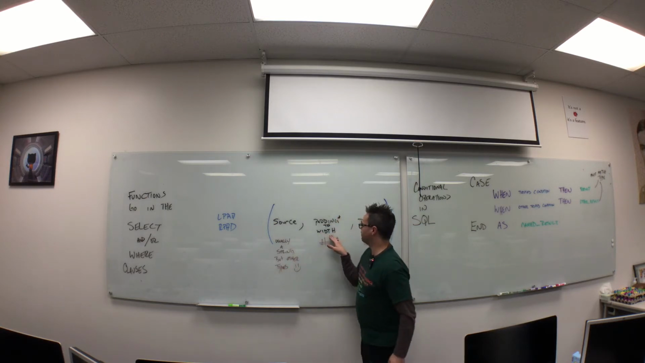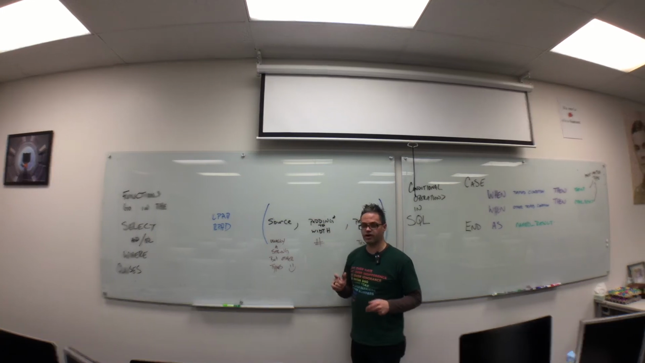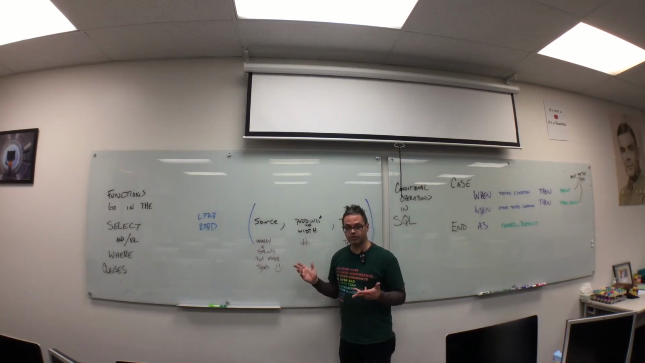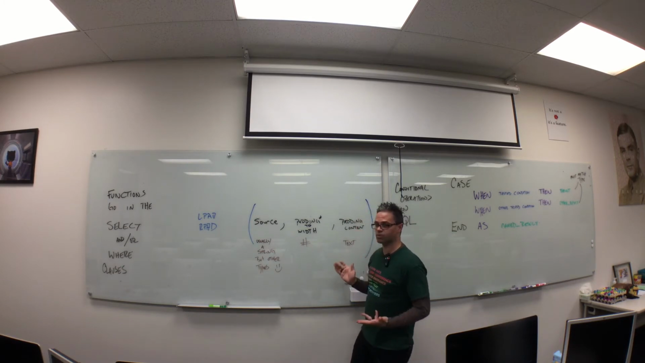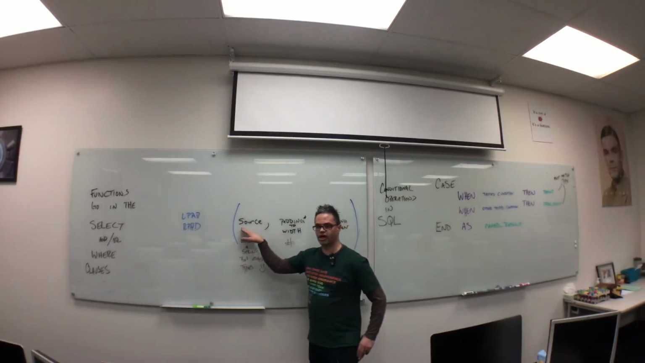The second parameter is the padding to width. And notice there's an asterisk right there. This does have to be a number, and we'll talk about that more in just a minute. And our third parameter is the content, the padding we're putting in there, and that should be text that we're working with. So let's take a look at our source parameter first.